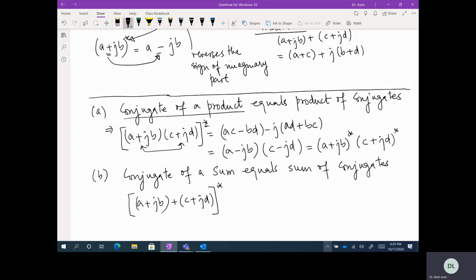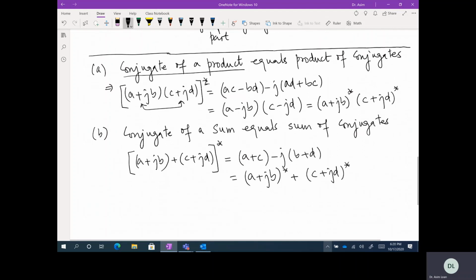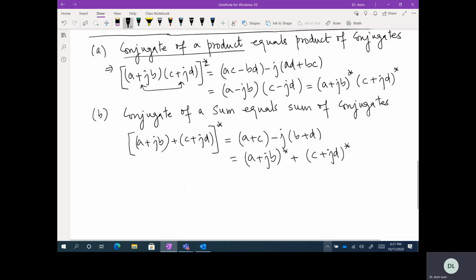If I do the conjugate here, so A plus JB plus C plus JD, this is simply equal to A plus C minus J into B plus D. But this I can write as A plus JB whole conjugate plus C plus JD whole conjugate. So the conjugate of a sum is simply the sum of the conjugates.